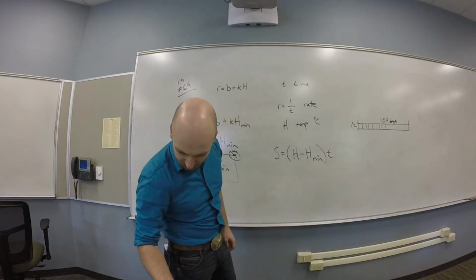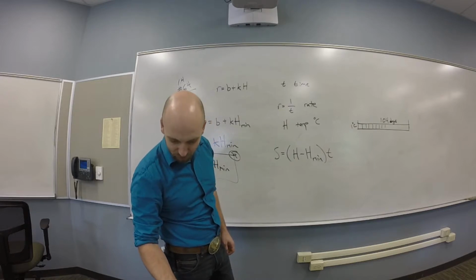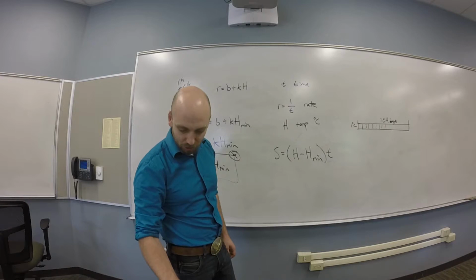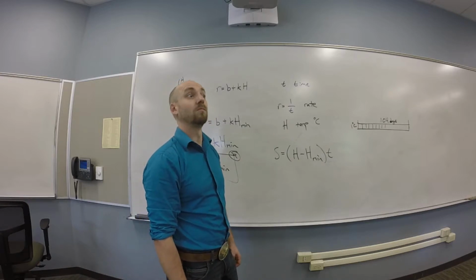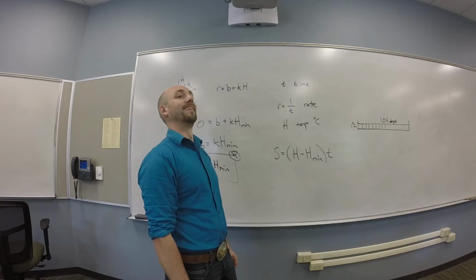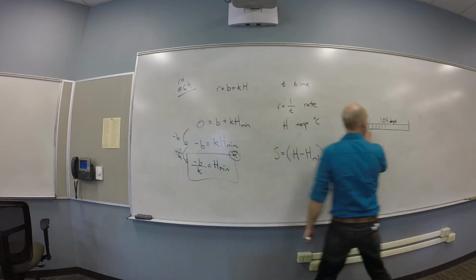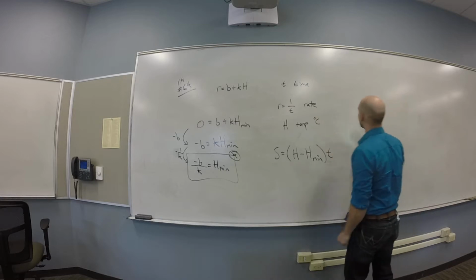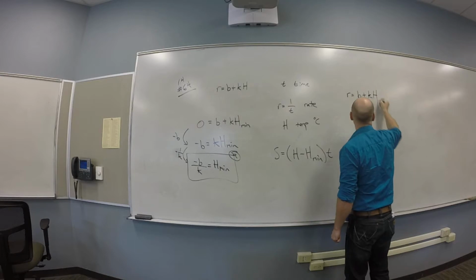So what they're going to ask me is, S is the number of days t times the number of degrees between h and h min. Use the formula for R to show that S is a constant. Where's the formula for R? R equals b plus k times h. That is the formula for R.